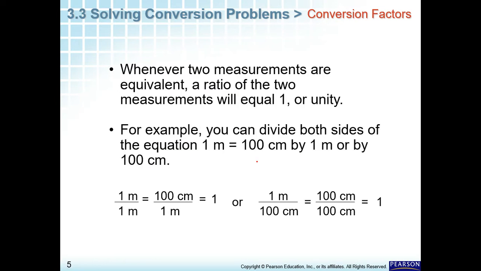Now, whenever two measurements are equivalent, and all that means is that they're equal, the ratio of those two measurements will equal 1. So for example, you can divide both sides of the equation 1 meter equals 100 centimeters by 1 meter or 100 centimeters and still equal 1. So here's a conversion factor. And here's also another conversion factor, just flipped. Since these are the same quantity, it's like saying 4 divided by 4. Anything divided by itself is 1.